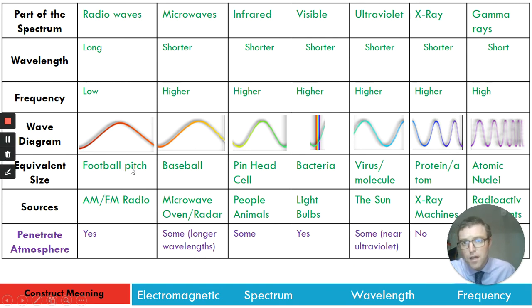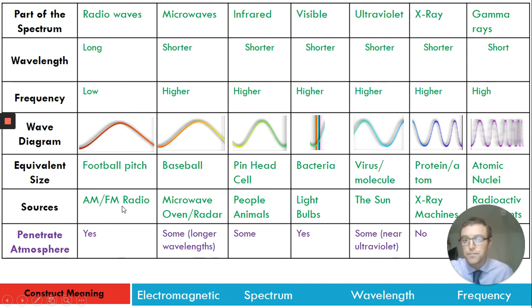The equivalent size of these, so you could have copied the ones out from the previous diagram, or if you've got something like this: football pitch, baseball, a pinhead or a cell, bacteria, be a human cell, bacteria, virus, protein, and atomic nuclei. And then where do they come from, the different parts of the spectrum?